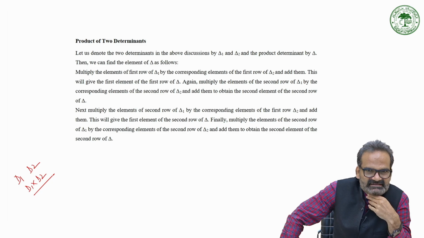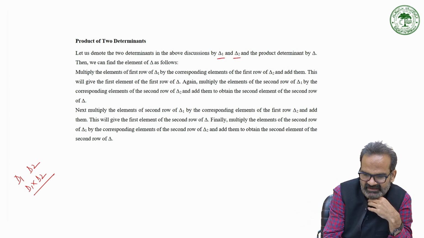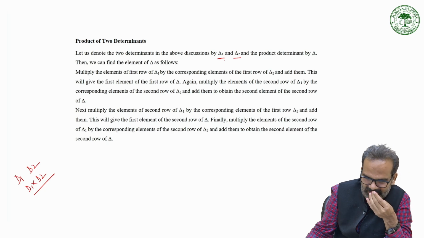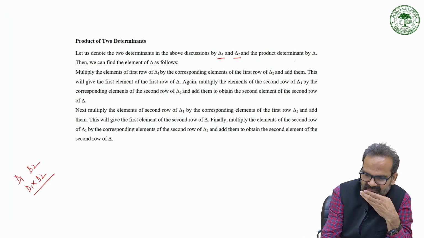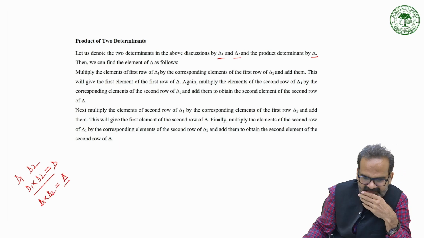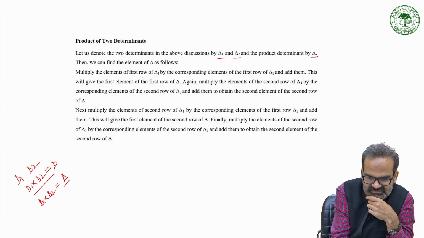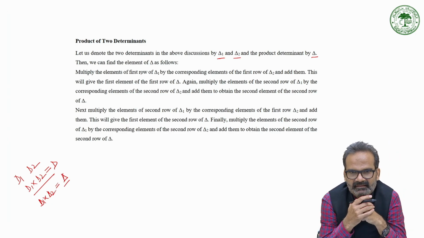Let us denote the two determinants in the discussion by delta 1 and delta 2, or you can call them d1 and d2, and the product of delta 1 and delta 2 by delta. So d1 into d2, or delta 1 into delta 2, the product is being denoted by delta, right? What is the approach? Multiply the elements of the first row of delta 1 by the corresponding elements of the first row of delta 2 and add them. This will give the first element of the first row of the product.